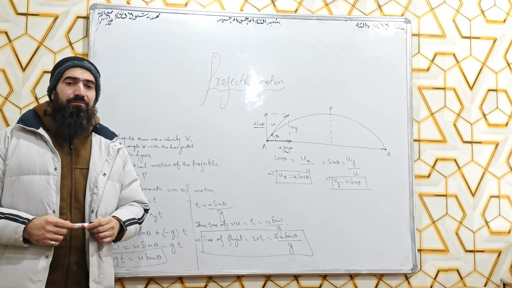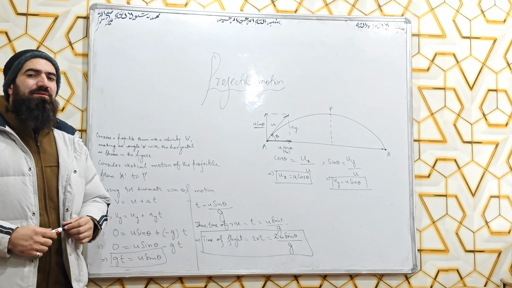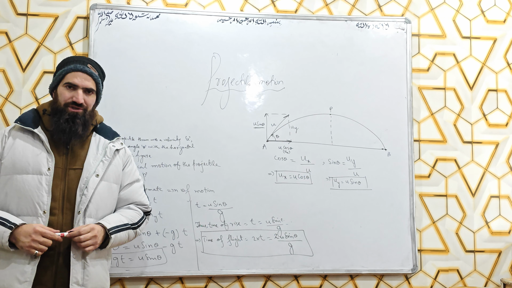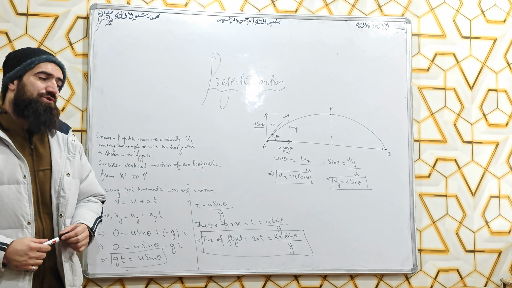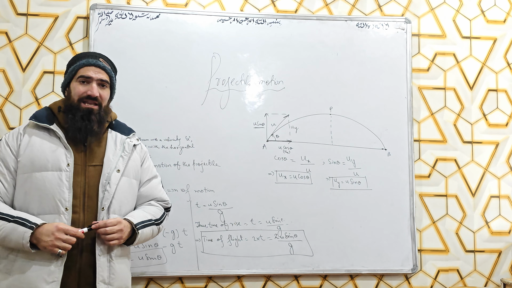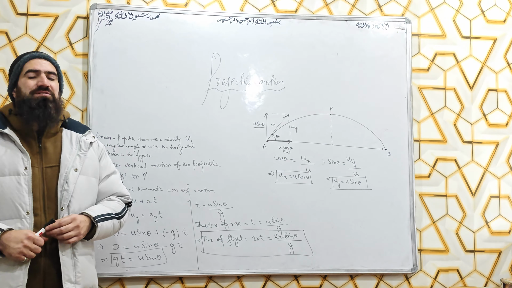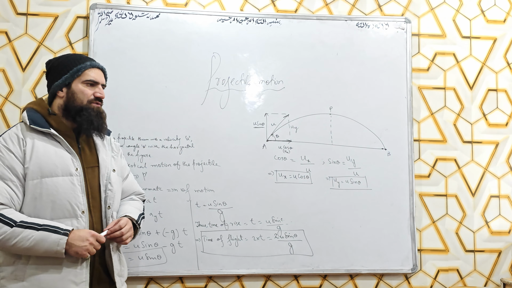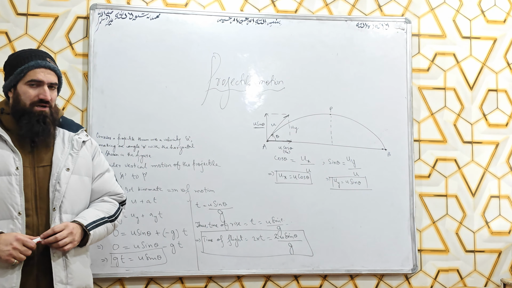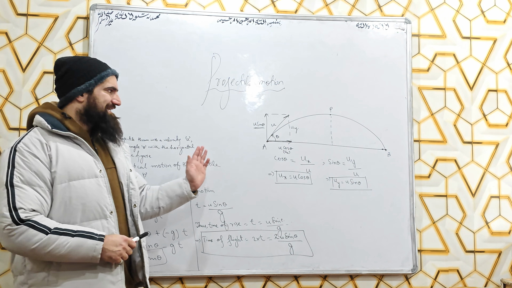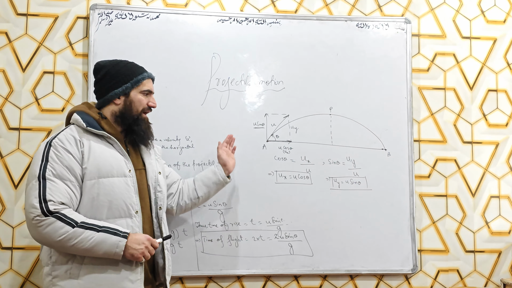Today we are going to study projectile motion. So projectile motion is a two-dimensional motion, and two-dimensional motion is that type of motion in which an object moves in such a way that we need two coordinates to express its motion, and during the course of motion two of its coordinates change, that is both the x coordinate and the y coordinate change.